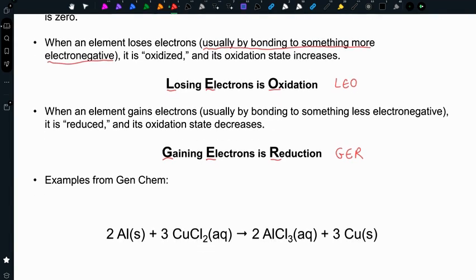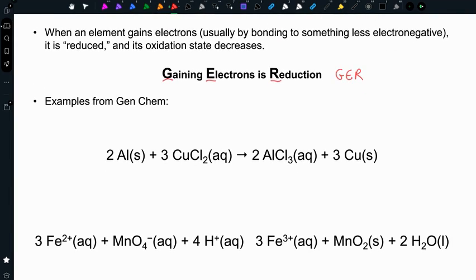You may have encountered this before, you may not have. In a general chem class, you might have seen reactions like this, where we have aluminum reacting with copper chloride, making aluminum chloride and copper. This is sometimes called a single replacement reaction. That description doesn't necessarily give us a good idea of what's going on in the reaction. So I'm not a huge fan of that term, but it may be familiar to some of you.